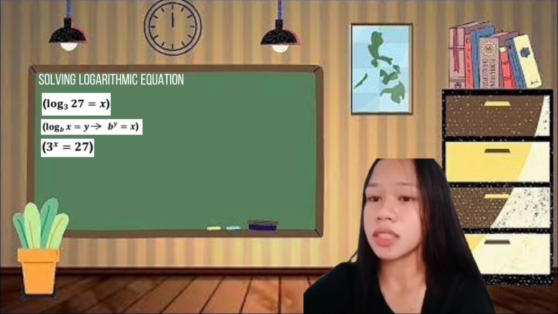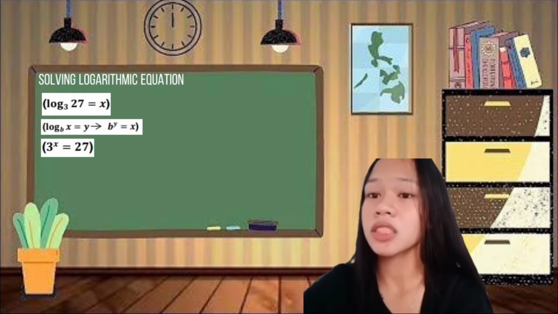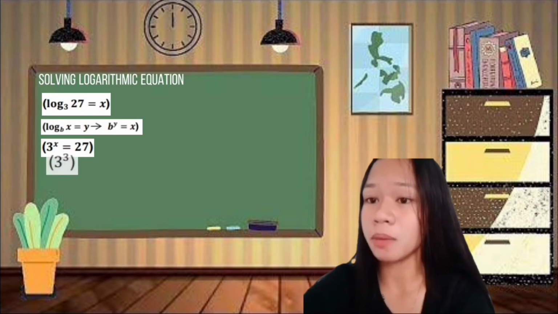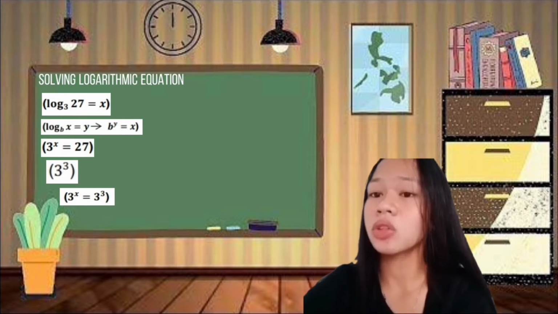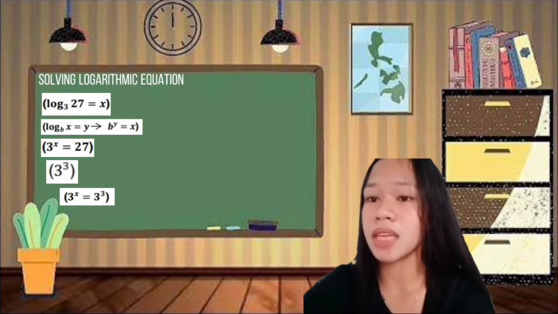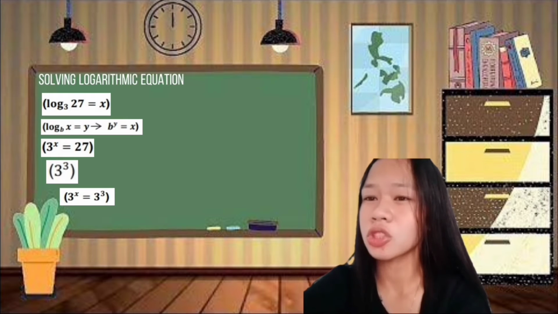Next step, as we can notice, the two terms have different bases, and for us to solve a logarithmic equation, they must have the same bases. Therefore, we have to write 27 in exponential form using the base of 3, which will become 3 raised to 3. We now have 3 raised to x is equal to 3 raised to 3. Since they have the same bases, as stated in exponential rules, we can bring down the exponents and equate them to each other, which results in x is equal to 3.